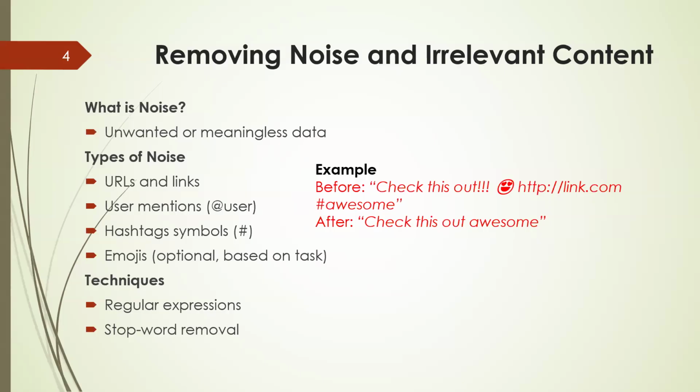So what are the types of noise? URLs and links. Here, URLs are there, and mentions. Sometimes they put the at symbol, and normally in your WhatsApp, you know that. And if I want to find someone, I can use the hashtag symbol, which is the hash symbol. Emojis are optional based on tasks. Here we used some smiley emojis like that.